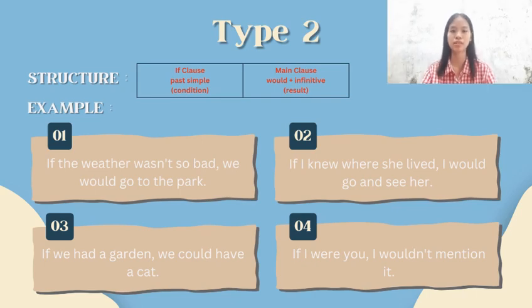Okay, there are some examples for the second conditional. First, if the weather wasn't so bad, we would go to the park. It means, in reality, the weather is bad, so we cannot go. Second, if I knew where she lived, I would go and see her. It means I don't know where she lives, and I can't go to see her. Third, if we had a garden, we could have a cat. It means we don't have a garden, so we can't have a cat. And the last one is, if I were you, I wouldn't mention it. It means that I am not you.